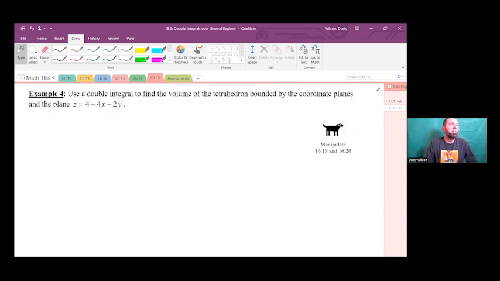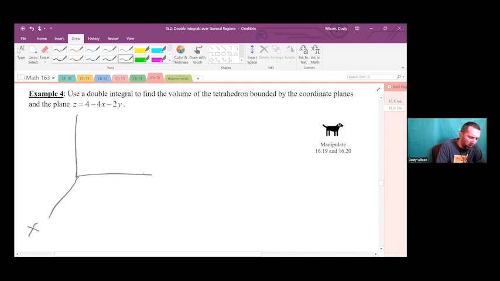Example 4. Use a double integral to find the volume of the tetrahedron bounded by the coordinate planes and the plane z equals 4 minus 4x minus 2y. And so what we're going to do to begin with is we're going to try to sketch this and see what happens. So here's our x, our y, and our z.